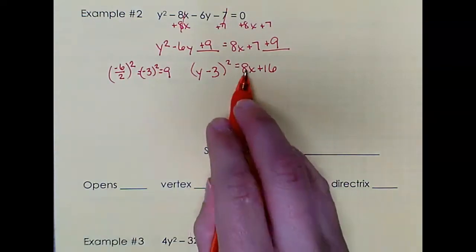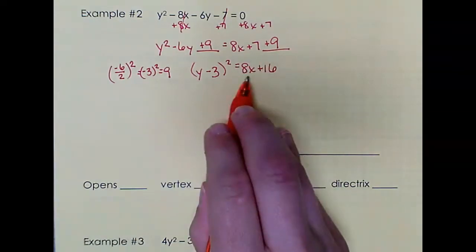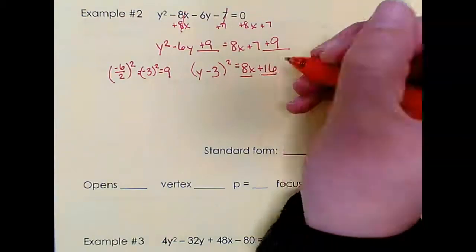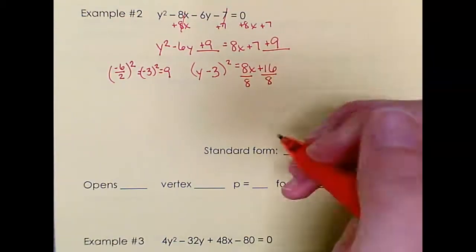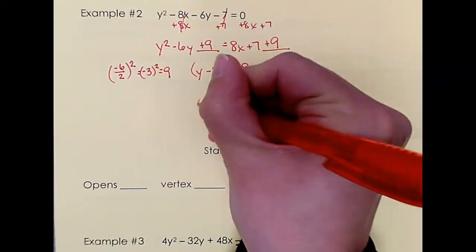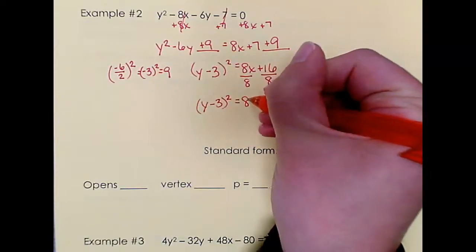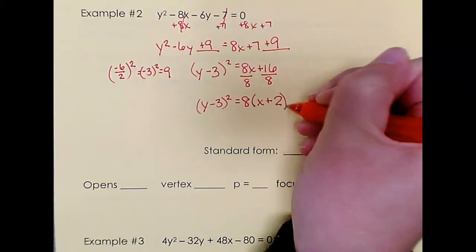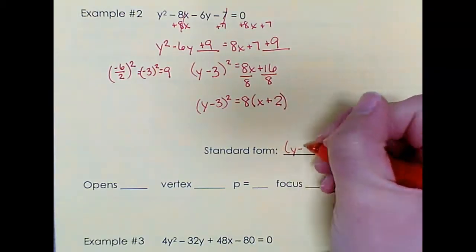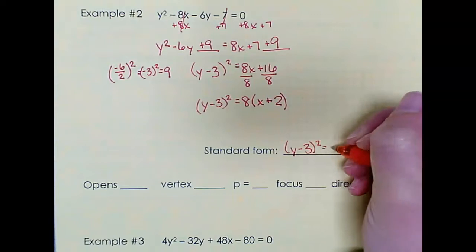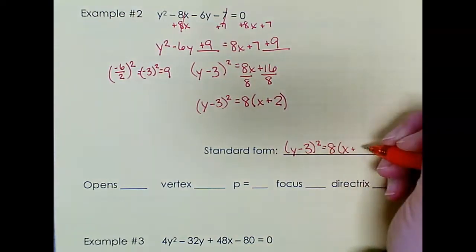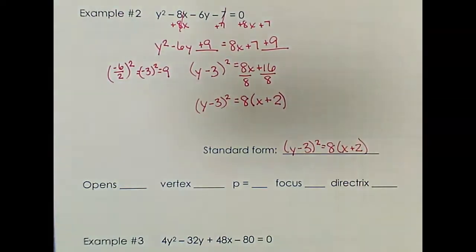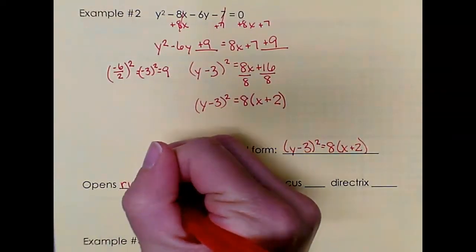And now I need to take out my 4p right here. I need to take out my greatest common factor. So both of these are divisible by 8. And I have y minus 3 squared equals 8 times x plus 2. So there's my standard form. I notice that 8 is positive. So if this is a horizontal parabola and it opens in the positive direction, that's opening to the right.